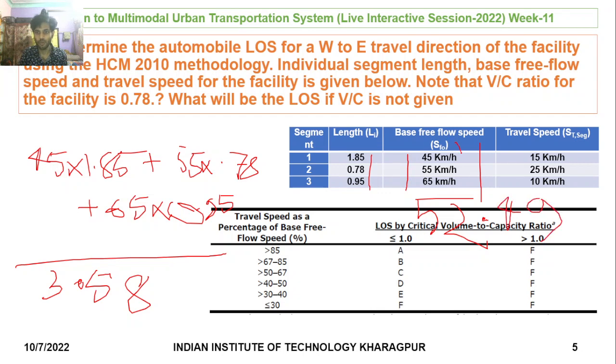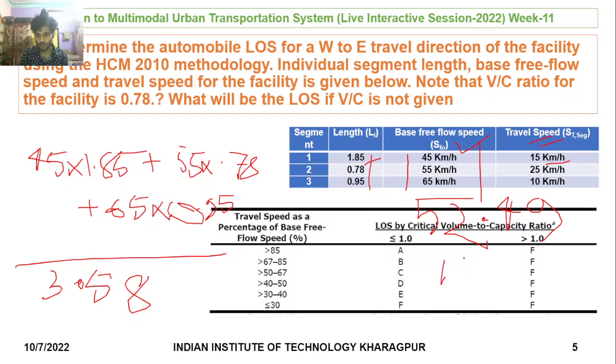52.49. This is the value of this weighted. And the travel speed, then what is the travel speed weighted value? 15 into 1.85. Similarly 15 into 1.85 plus 25 into 0.78 plus 10 into 0.95, divided by 1.85 plus 0.78 plus 0.95. So this comes as 15.85.